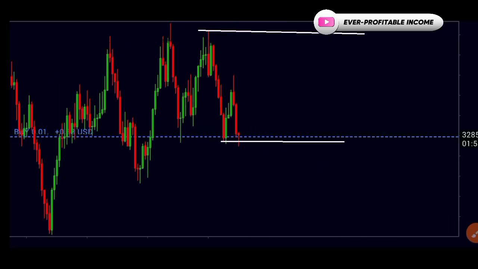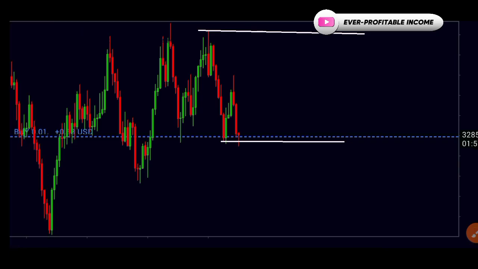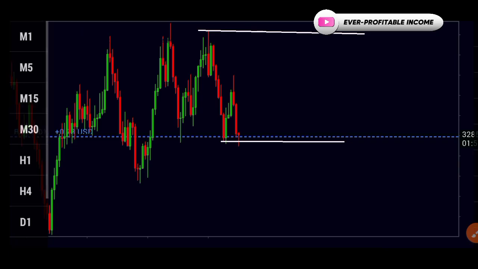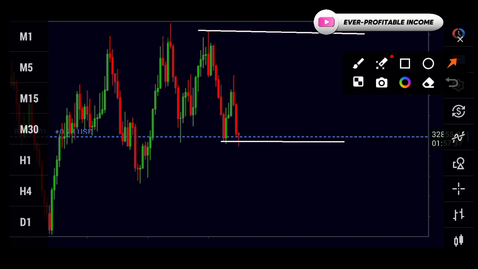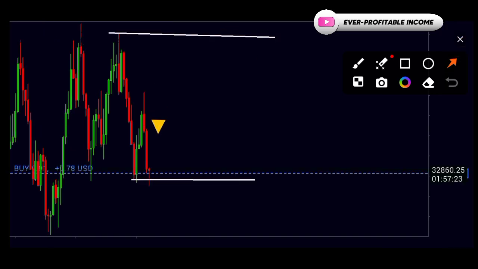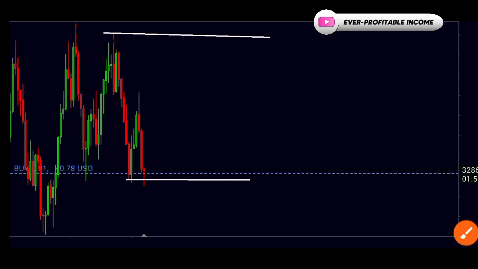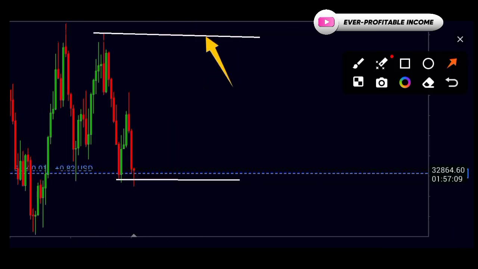Now, in order for you to be profitable trading the ranging market, what you have to do is mark out the last low and the last high, and this acts as our support and resistance like we have here. So this is our last high, and this was our last low before price started moving downward. So you mark it out with your trend line, just to identify it.